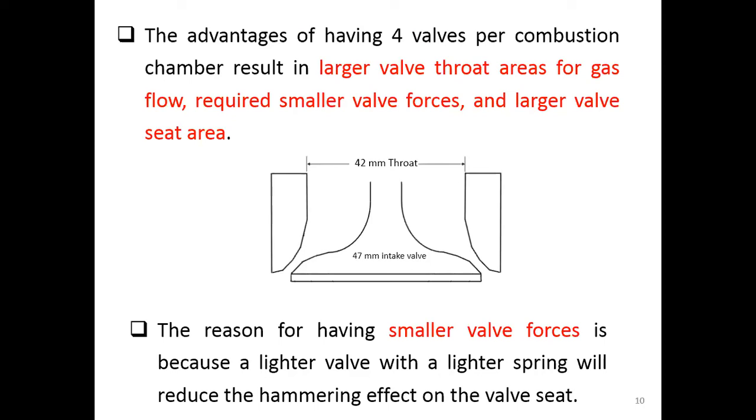And when the valve is smaller, you require a smaller valve force to open and close the valve. Apart from this, you can also have a larger valve seat area. With a larger valve seat area, it's easy to manufacture. The reason for having small valve force is that a lighter valve with a lighter spring will reduce the hammering effect on the valve seat. This is also another advantage apart from lower inertia, because of the small valve force.